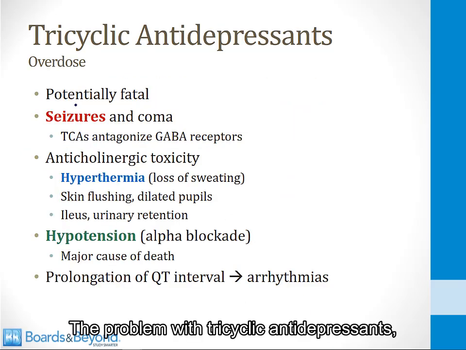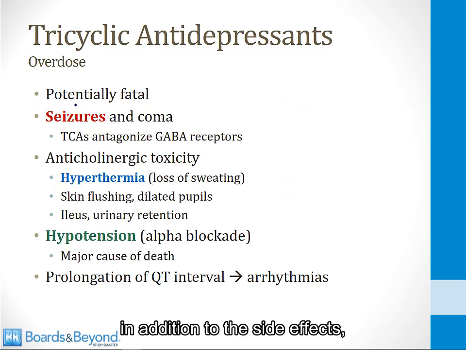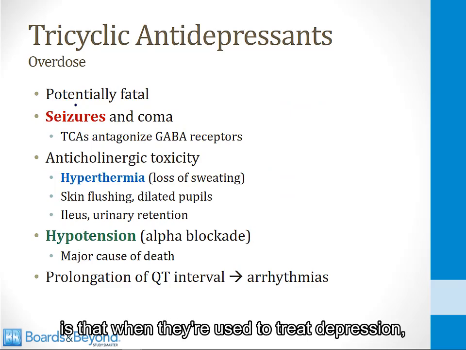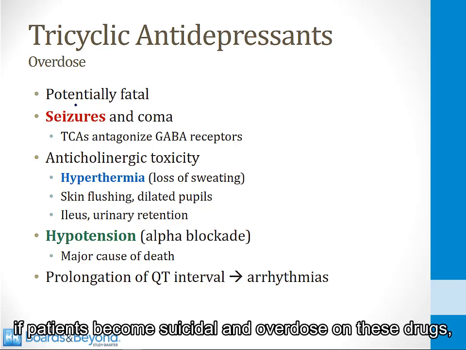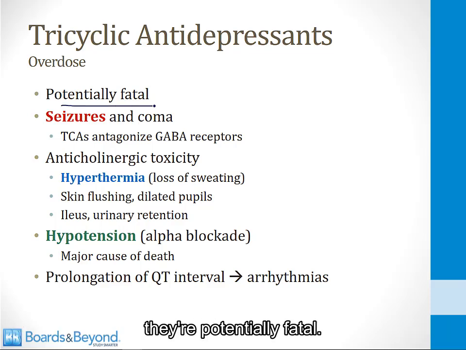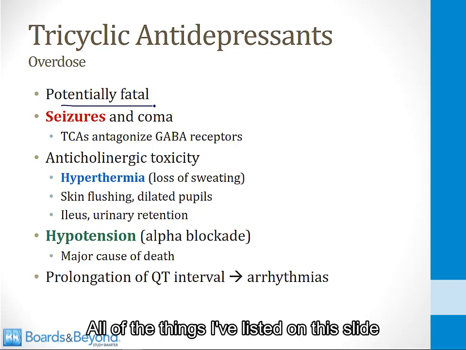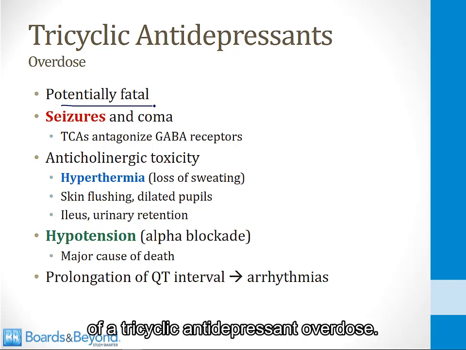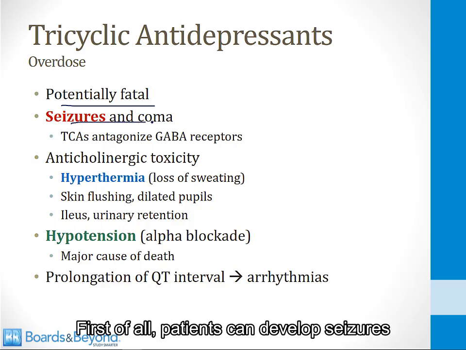The problem with tricyclic antidepressants, in addition to the side effects, is that when they're used to treat depression, if patients become suicidal and overdose on these drugs, they're potentially fatal. All of the things I've listed on this slide can occur among patients in the setting of a tricyclic antidepressant overdose. First of all, patients can develop seizures and potentially coma.